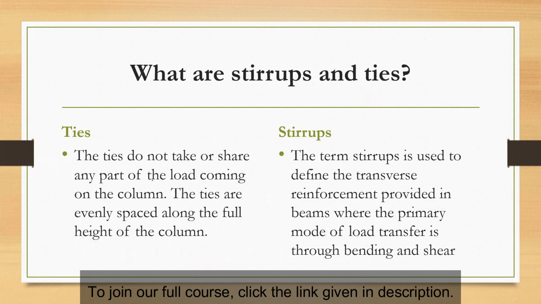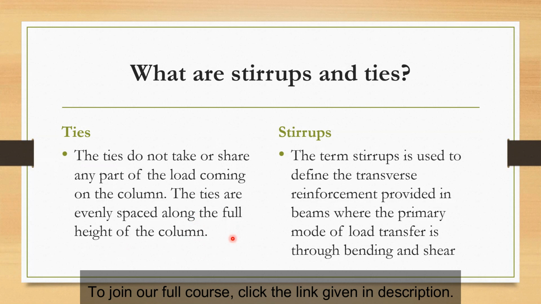Now let's sum up what we have learned so far. So we have ties over here. A tie does not take or share any part of the load coming on the column. The ties are evenly spaced along the full height of the column. That means it will not share the load of the column, but it will definitely resist the axial force in the column. Then we have the stirrups.